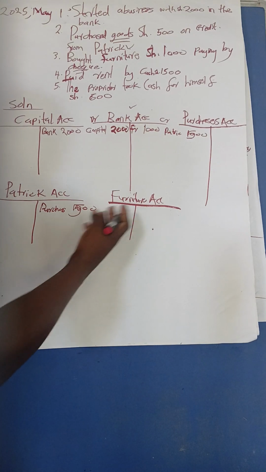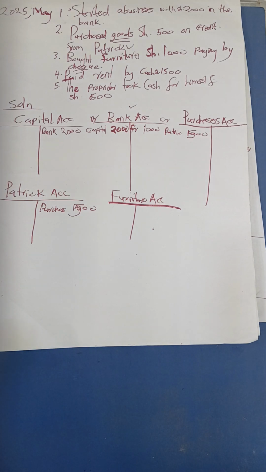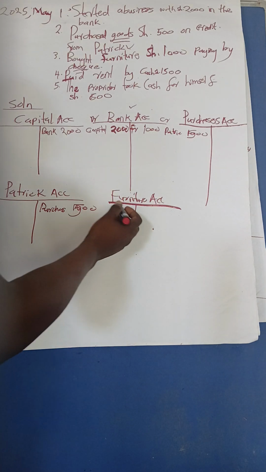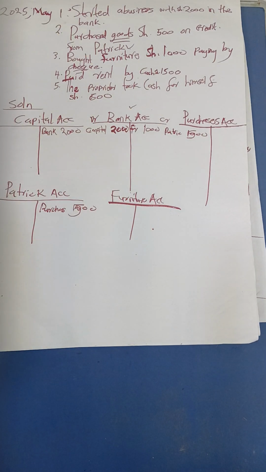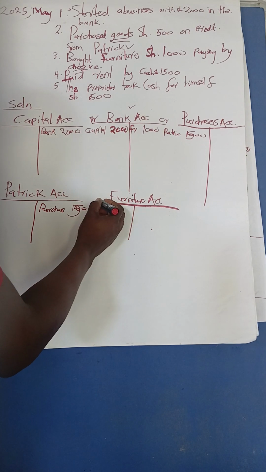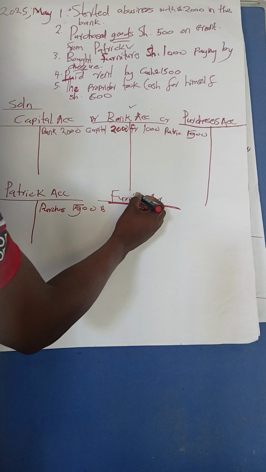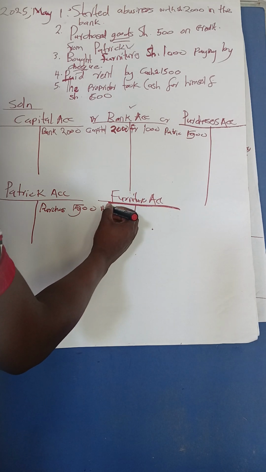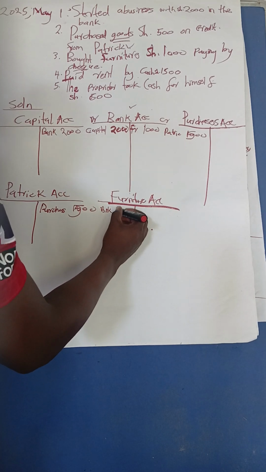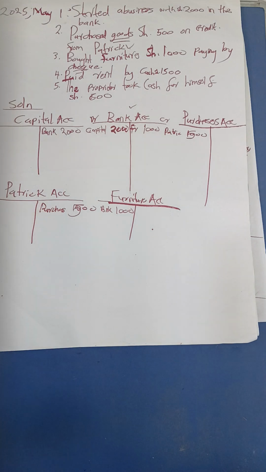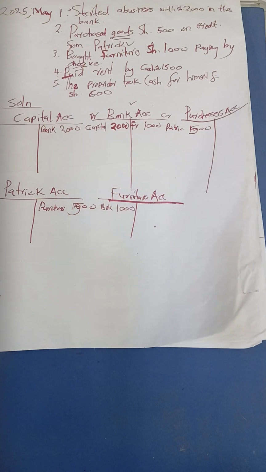And under furniture, because furniture is an asset, they increase. So I will do what? When they increase, I will debit. So I'll come and debit here and say I bought what? From bank. The furniture was bought from the amount from bank, how much? 1,000. Full stop. And that is how the postings are done, and you are good to go. Now let's go to the next one.